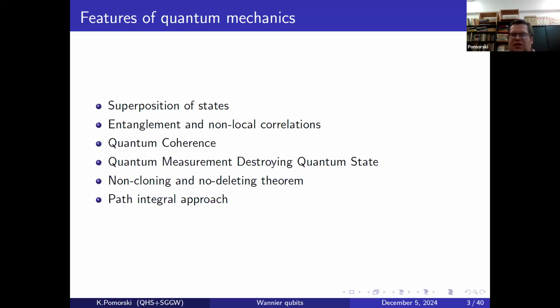And there is natural superposition of states, so like a few parallel realities take place at the same time when the system is not disturbed by an external observer or by external measurement. And there is natural occurrence of entanglement and non-local correlations. There is a quantum coherence that describes how long the quantum state lasts until it decoheres, until it loses its full quantum features. And then I will mention the no-cloning and no-deleting theorems and the path integral approach.